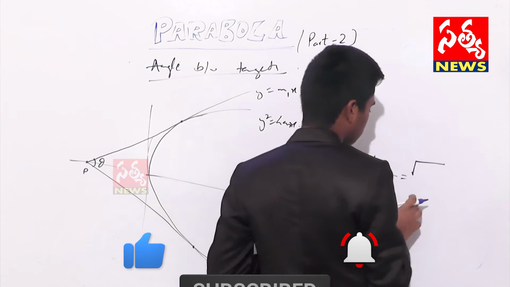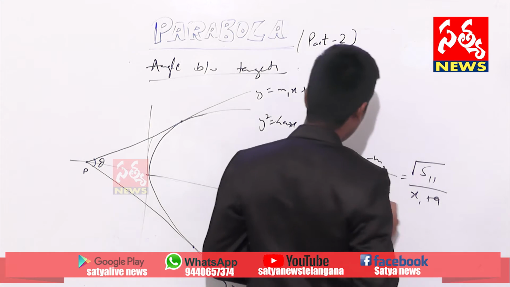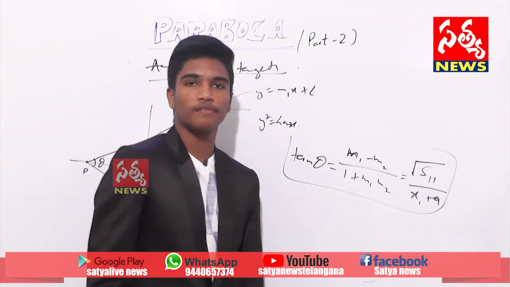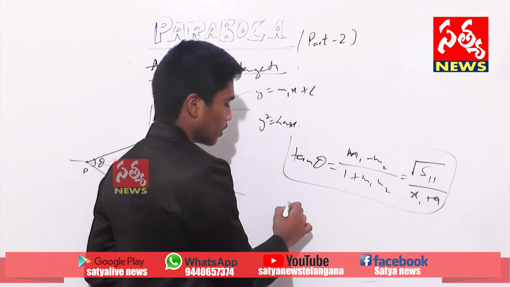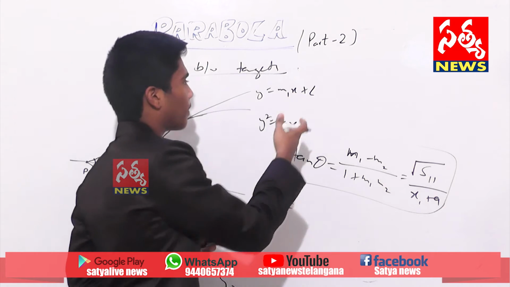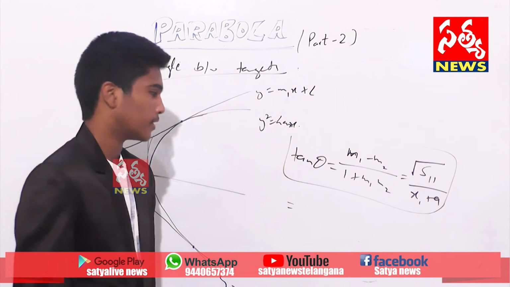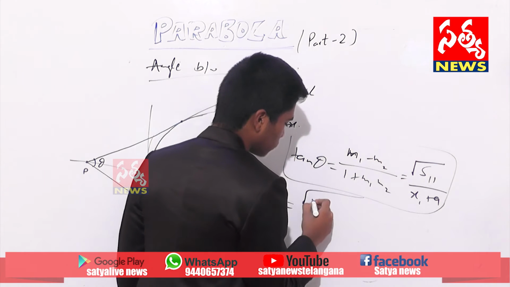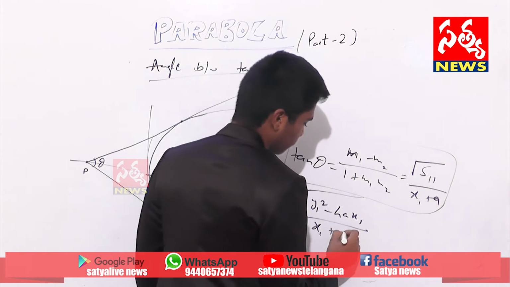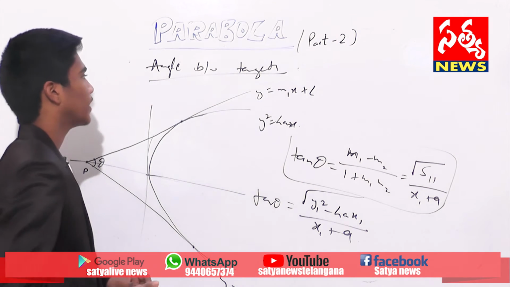and the final result will be root of S11 by (x1 plus a). Okay, easy to remember, right? Tan theta is equal to root of S11 by (x1 plus a). As I said in circles, S11 is nothing but the equation of the parabola putting y as y1 and x as x1, which you will get as y1² minus 4ax1. So tan theta equals root of (y1² minus 4ax1) by (x1 plus a). Okay, this is the value of tan theta. It is the angle between tangents.